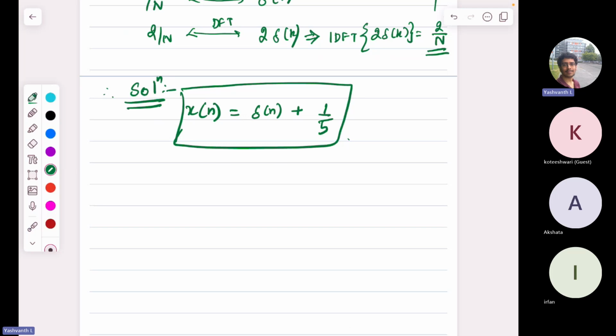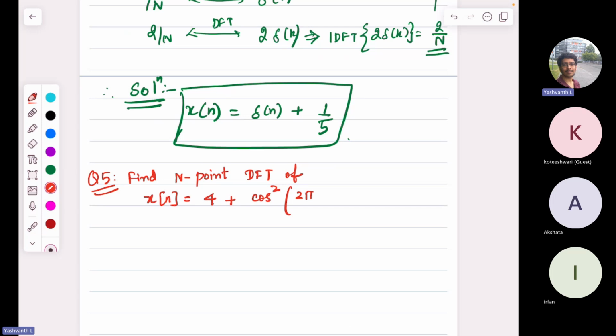The next question is, we'll take this question and then go for a short break. Find the N-point DFT of x of n equal to 4 plus cos square of 2 pi n by capital N, where n is equal to 0, 1, and so on till N minus 1.